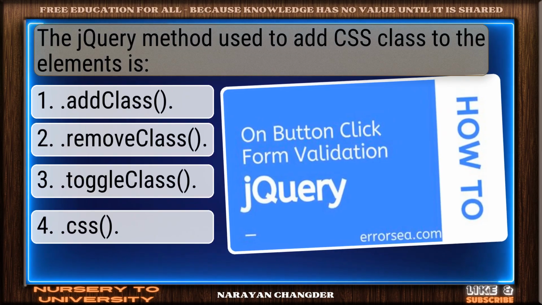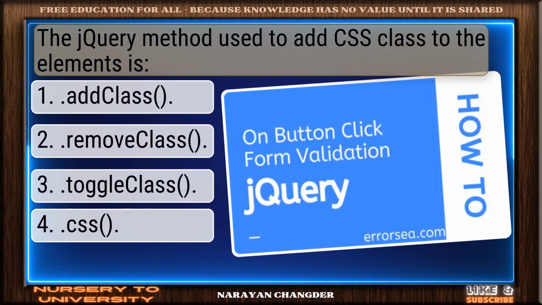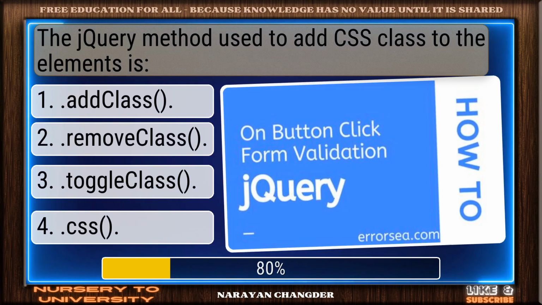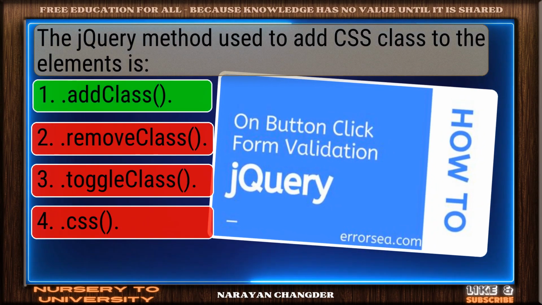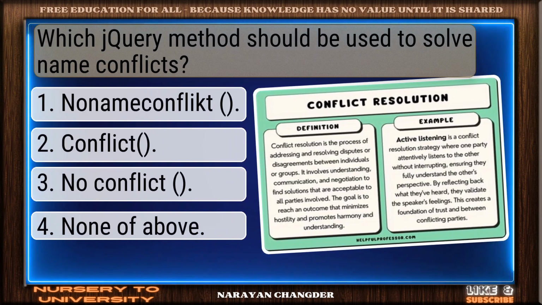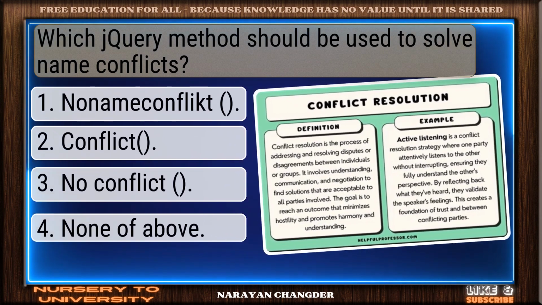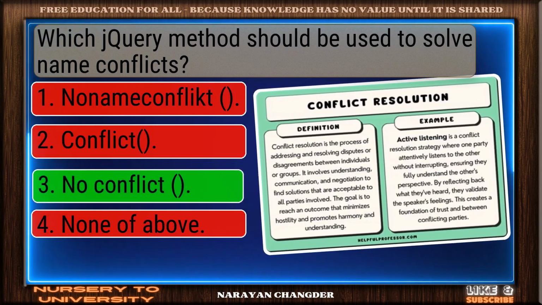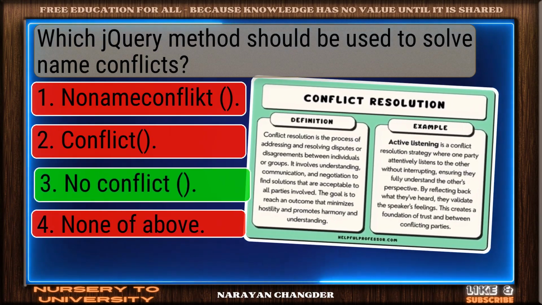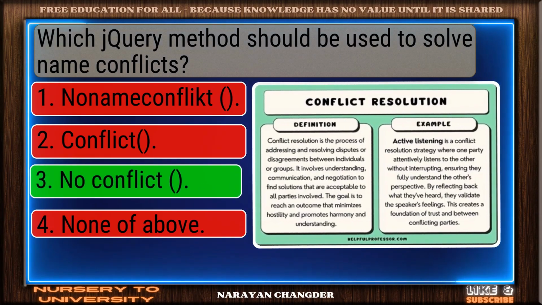Question number 13. The jQuery method used to add a dash class to the elements is? Well done. addClass is the right choice. Question number 14. Which jQuery method should be used to solve name conflicts? Clear logic. Your choice, noConflict, is sound and 100% true.